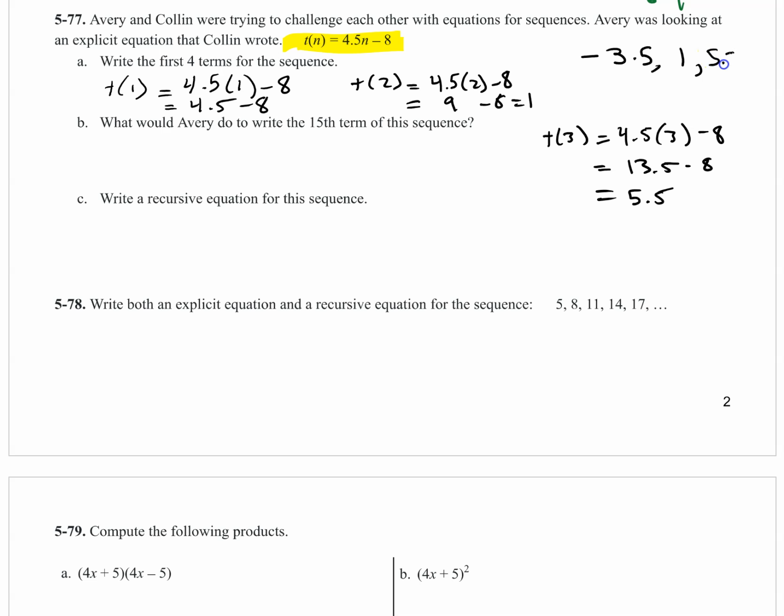That's 5.5. So the big idea here is to get each term, you just plug in whatever term you're looking for. Like for example, if you want term 4, you just plug in the number 4. Okay, so that's going to be 18 minus 8, which is 10.